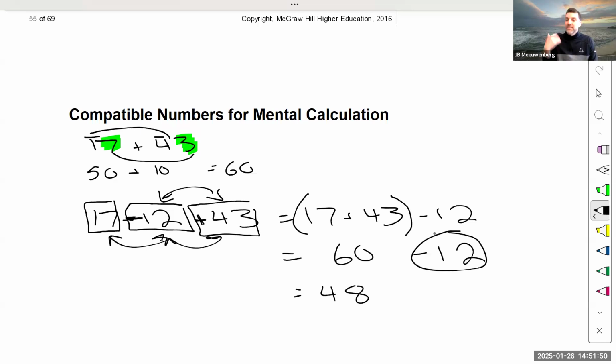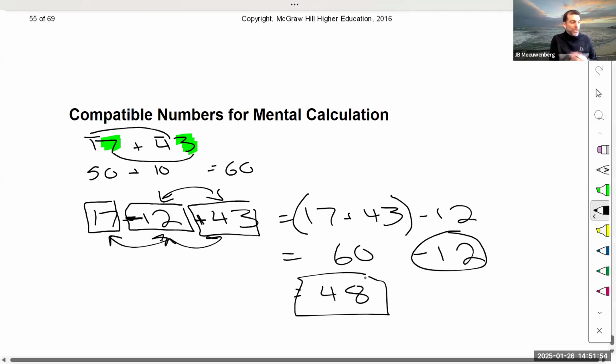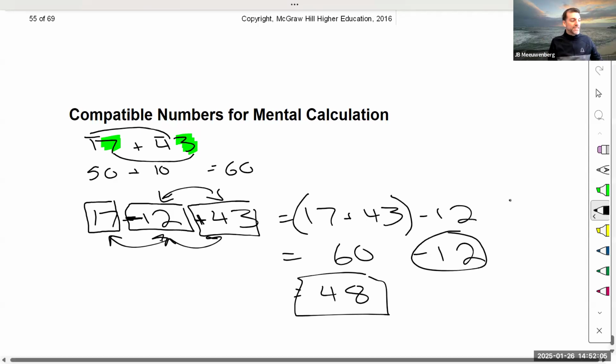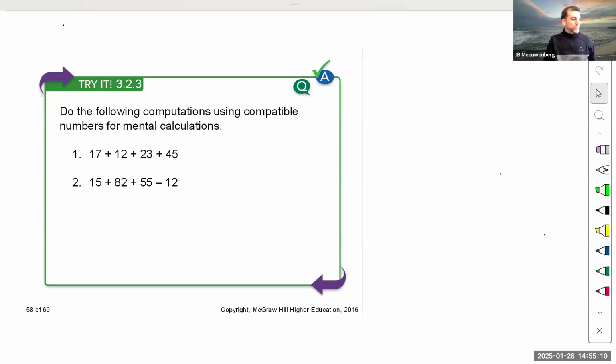First, take away the 10, then take away the 2. And so we end up with 48. So you can see how even in this problem, we try to match up numbers that were nice. So this is a great opportunity for you to do practice on your own of these strategies as we go. So let's go ahead and try these 2 problems on your own.